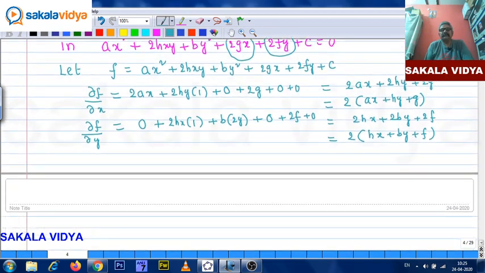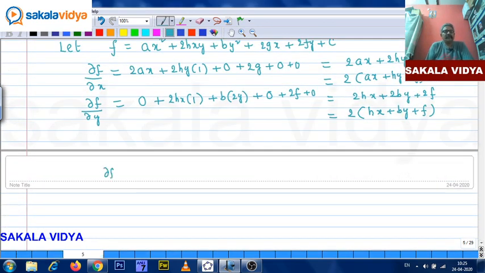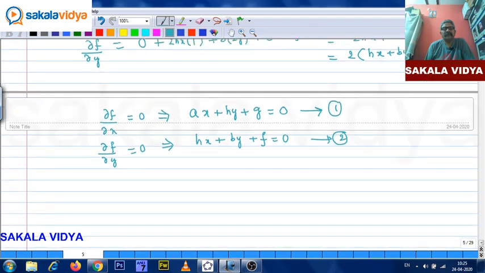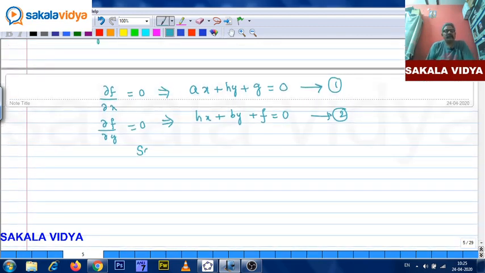So next part. Now equate dou f by dou x equals to 0. We get ax plus hy plus g equals to 0, say equation 1, and dou f by dou y equals to 0. Now we get hx plus by plus f is equal to 0. This is the second one. Now, solving 1 and 2.